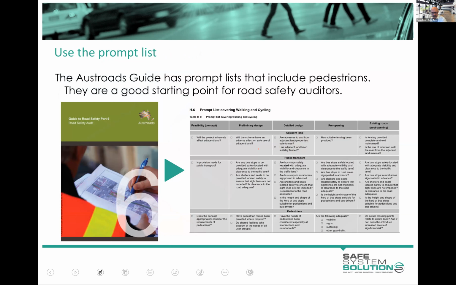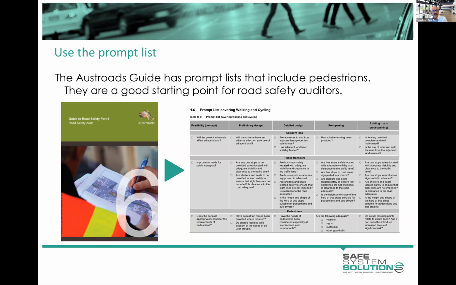The final thing I want to say is that Austroads Guide to Road Safety Part 6, Road Safety Audit, has what we call prompt lists in the back. And this is another reason you don't need to be too concerned about missing things, because for each of these, you get a heap of questions that you can answer. They are there to prompt your thinking. Now, you don't actually hand this in as part of your audit, but they're a really good way to guide your thinking, to make sure you think about all these principles.